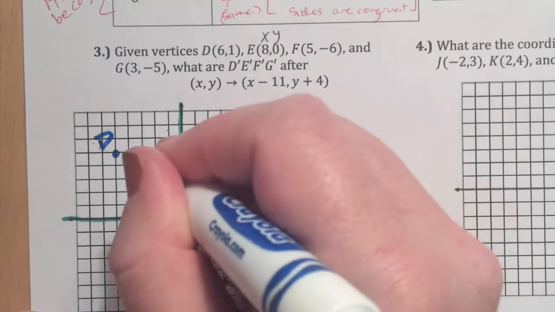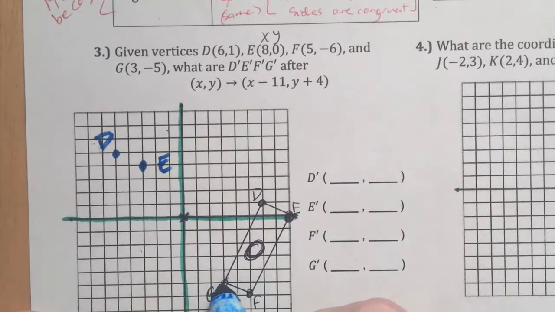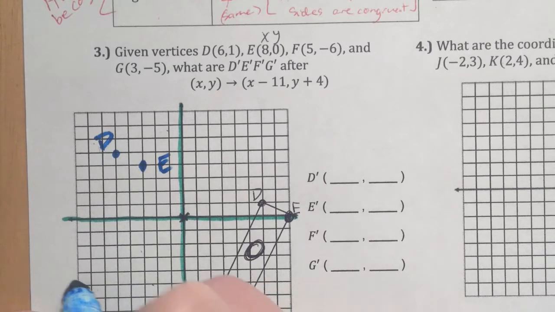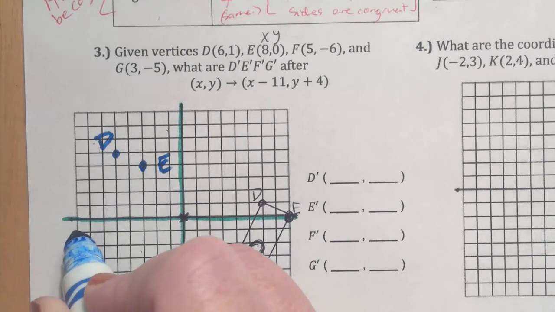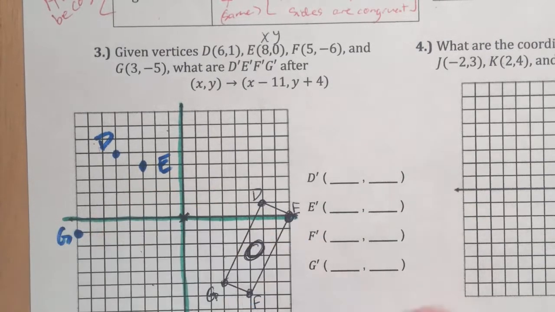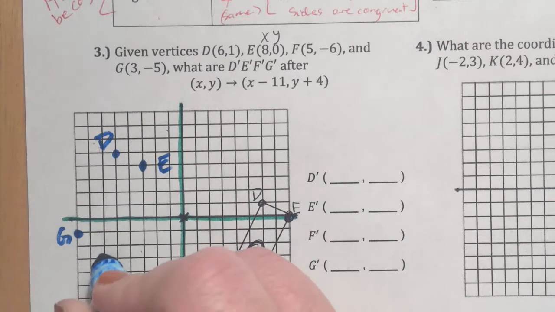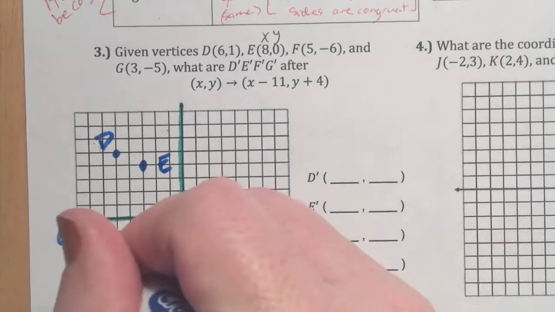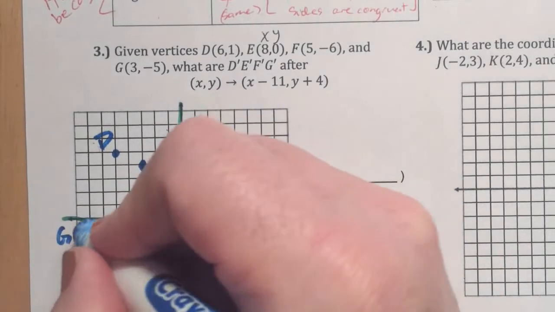Okay, so that was my E. Make sure you're putting down the letters. 1, 2, 3, 4, 5, 6, 7, 8, 9, 10, 11, and then up 4. 1, 2, 3, 4. That's your G. Then 11 over and 4 up. And that's your F. And then you would connect the dots.